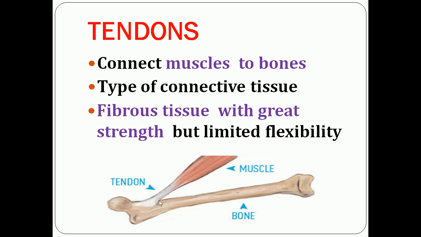Here you can see the region where the tendon is located. So tendon is the connective tissue which will connect muscles and bones. Muscles and bones will be connected by the connective tissue called what? Tendons.